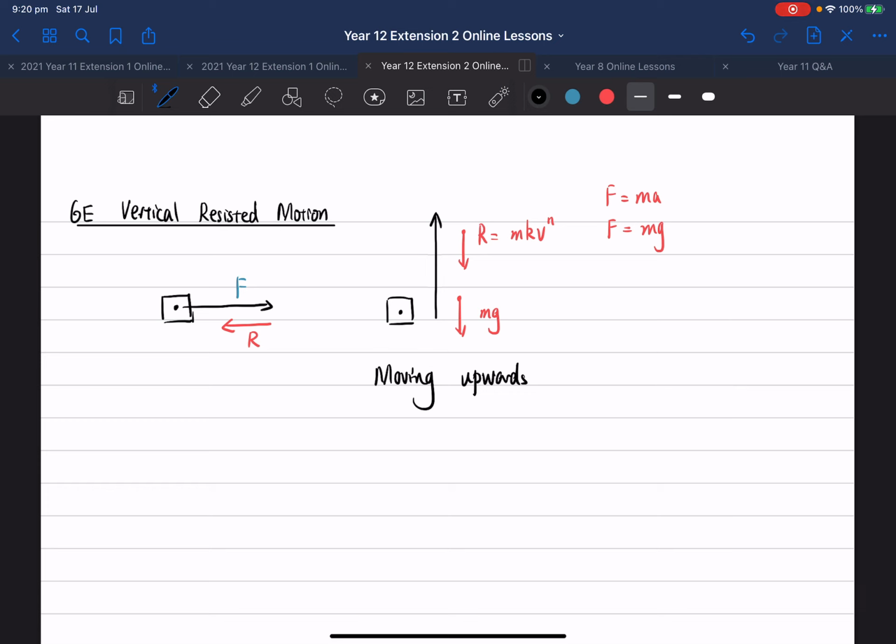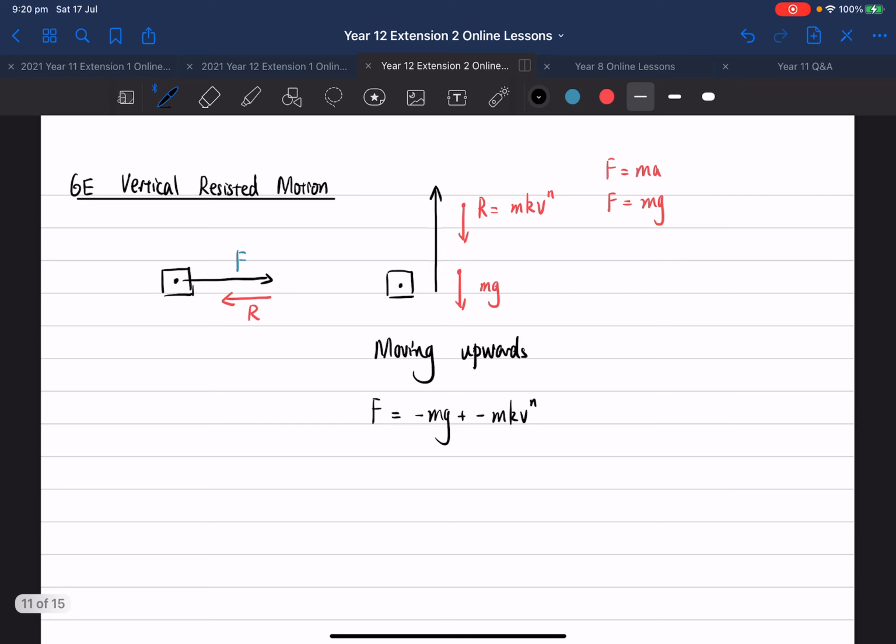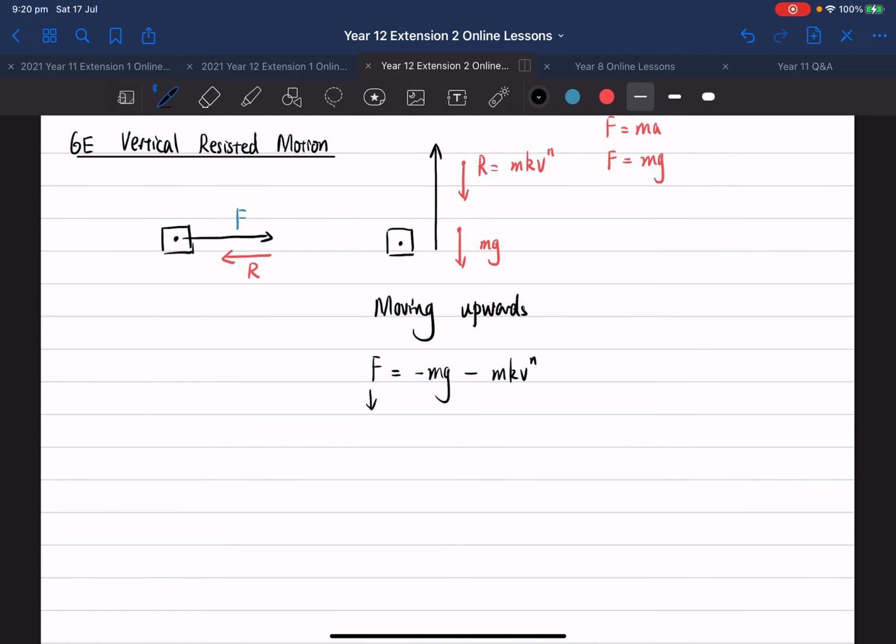So if we derive a formula, the resultant force F is equal to negative mg, which is opposite to the force that goes up, plus negative mkv to the power of n, because we have combined the force that goes downwards in the same direction, so we add the two together. But instead of writing plus, we have a plus minus in the middle, so we can just write minus. Once we have finished that, we can change the force to ma, equal to minus mg minus mkv to the power of n.